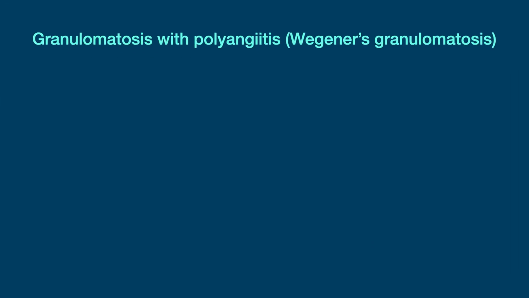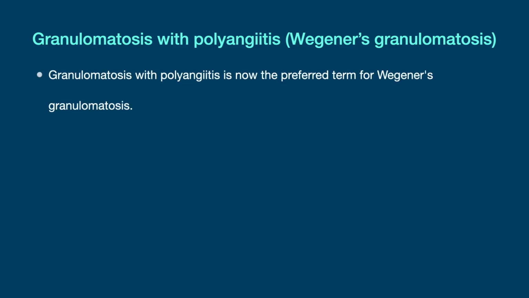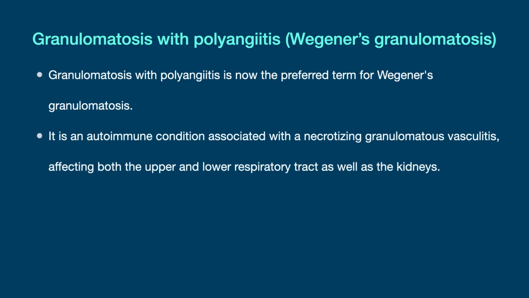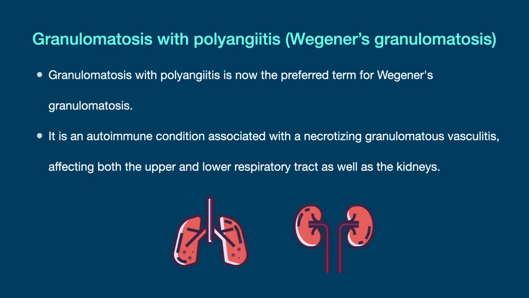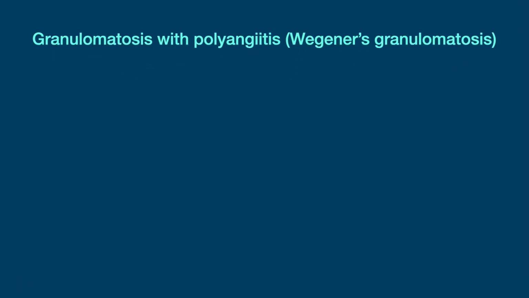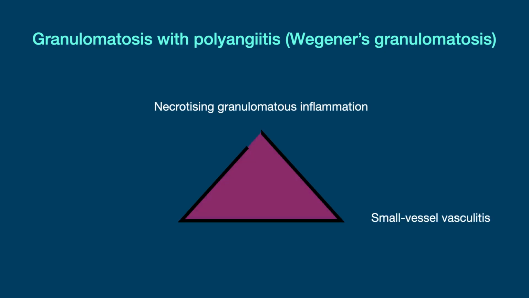Granulomatosis with polyangiitis is now the preferred term for Wegener's granulomatosis. It is an autoimmune condition associated with a necrotizing granulomatous vasculitis, affecting both the upper and lower respiratory tracts as well as the kidneys. The classical triad consists of necrotizing granulomatous inflammation of the respiratory tract, glomerulonephritis, and small vessel vasculitis.